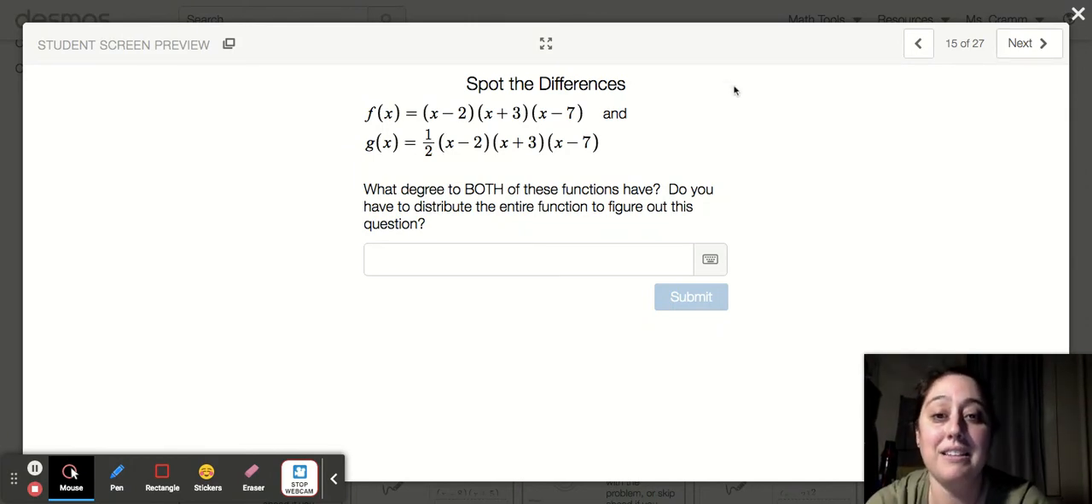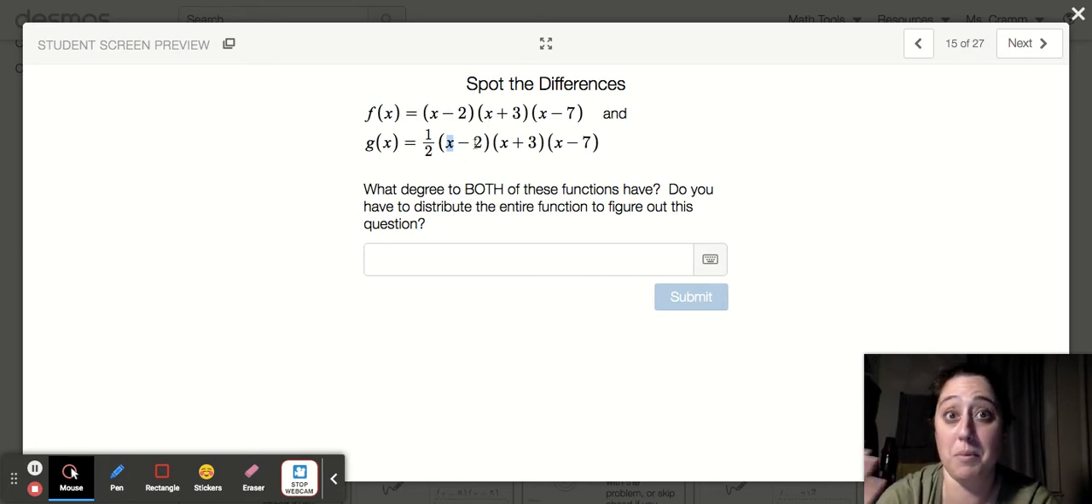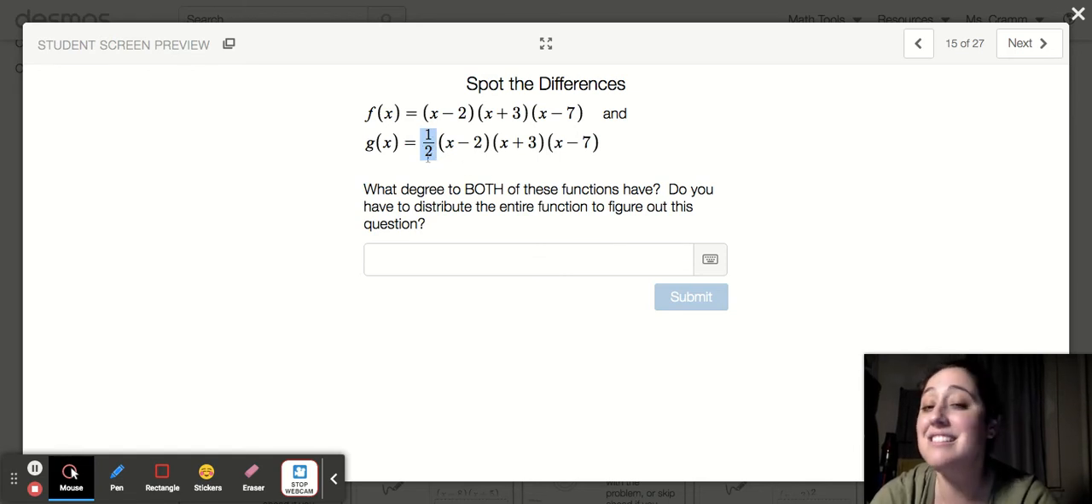So spotting these differences. Hopefully you notice that a whole heck of a lot of this is the same. Okay. So they have the exact same x-intercepts because they have really similar factors. The only factor that this g function has that the f doesn't is a 1/2 in front. Okay, this does not affect your x-intercepts or your zeros because there's no x with it.